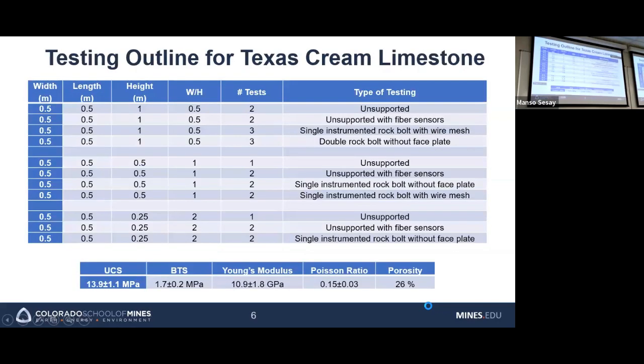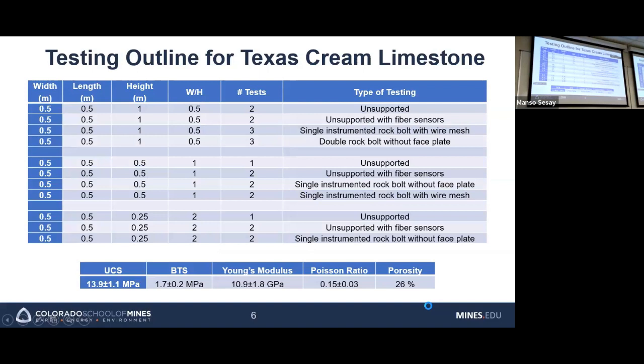So if you see the testing outline, we use large scale samples. We kept the cross-section area constant. Our cross section was 0.5 meter by 0.5 meter, but the height varies from 1 meter to 0.25 meter so that we can get 3 different width to height ratios. So these are pretty big samples.